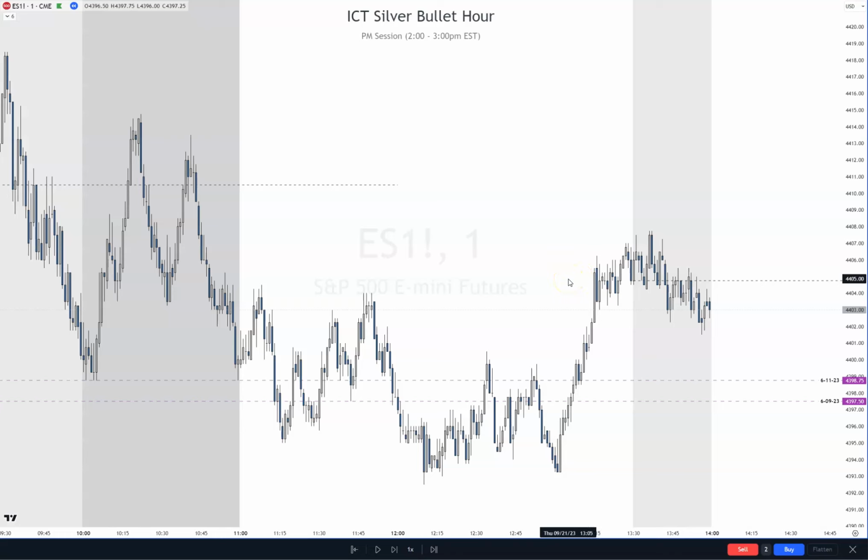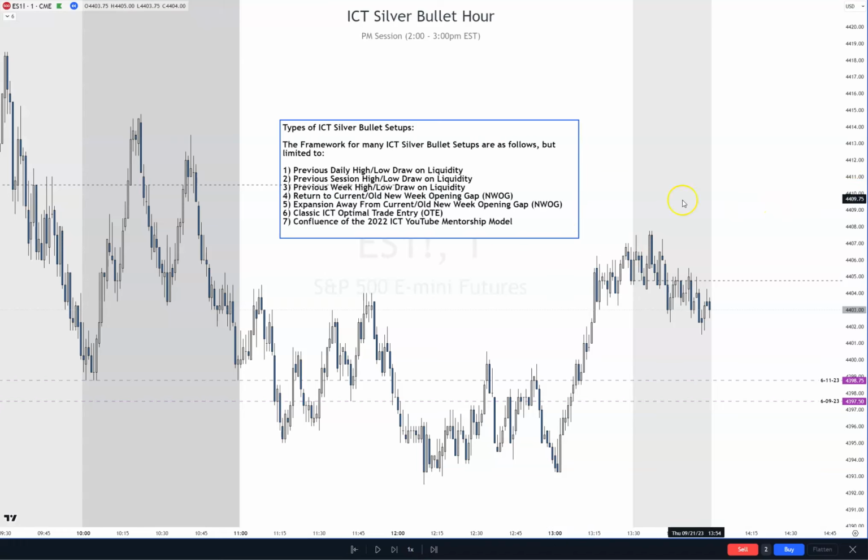Today I wanted to go over the PM Silver Bullet for September 21st. It's a Thursday. But first I'm going to go over the rules that ICT shared in his Silver Bullet model video. And these are the setups that you can have, the framework for the Silver Bullet setups.